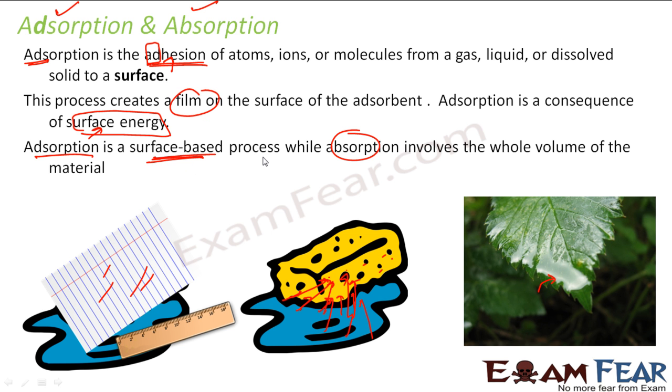Please note, adsorption is a surface based process while absorption is the whole volume. If you put water here, right? If you put a sponge here, you will see water molecules inside also. But in the case of adsorption, if you have water and you put a ruler here, you will not see water here. Water will only be in the bottom layer. On the top layer, there will not be any water on the scale.